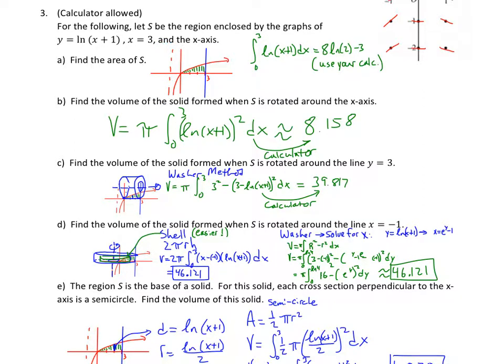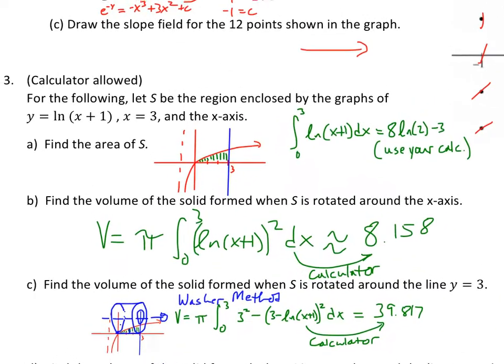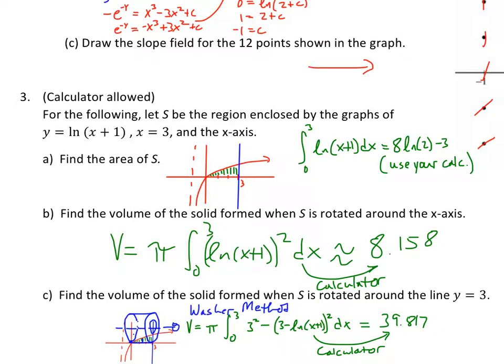We have an asymptote here. The area that we're talking about is bounded by x equals 3 and the x-axis. So there's our area. Okay? We want to find the area, so we need to subtract these two. The log minus the horizontal line of 0. You use your calculator, and you get 8 natural log of 2 minus 3, which actually we probably want a decimal value, so whatever that decimal is.